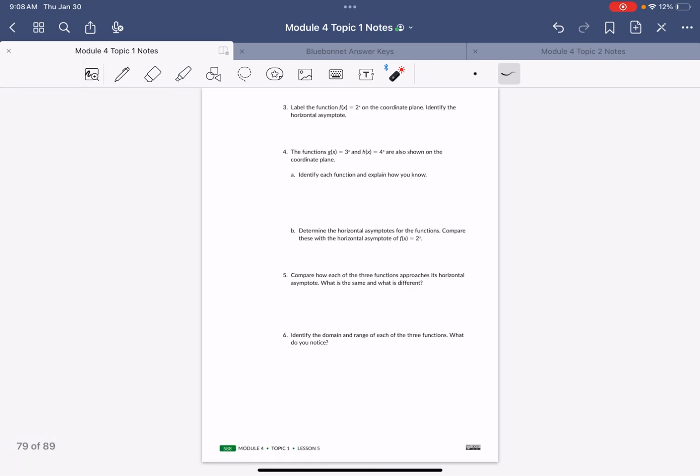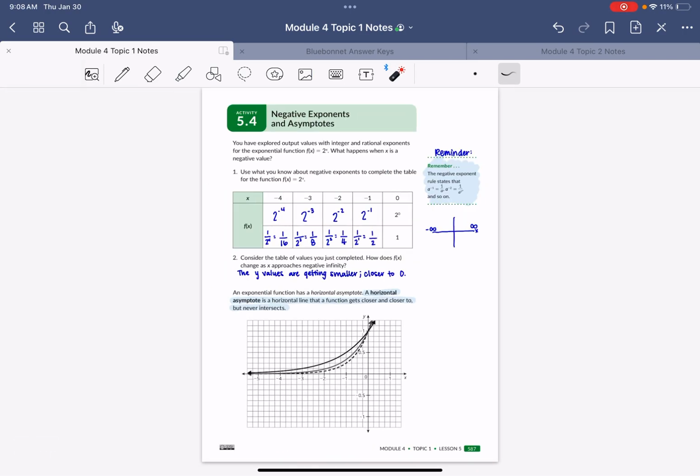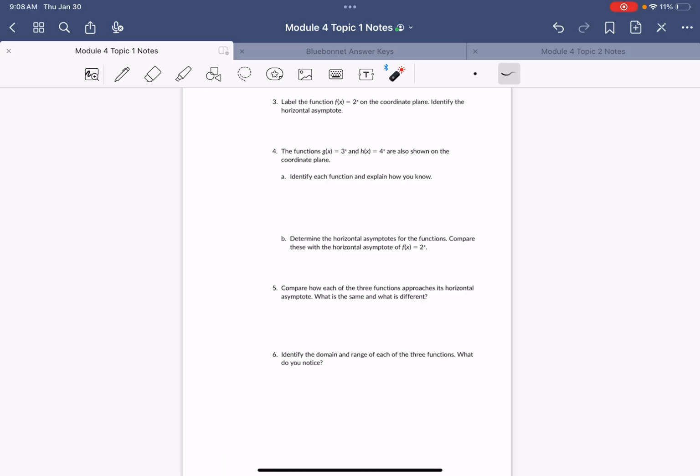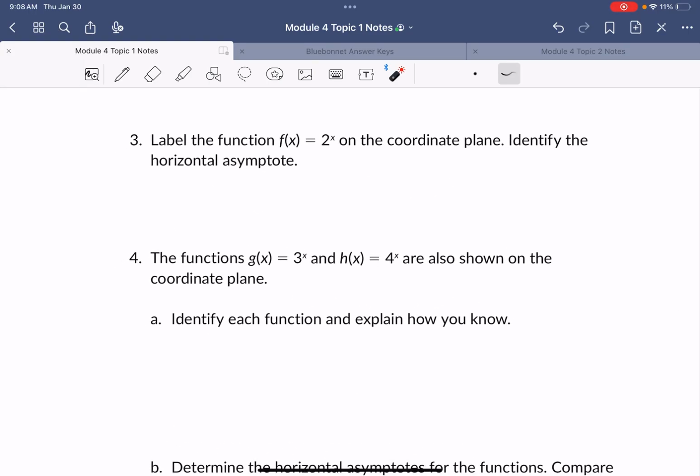So with exponential functions, your exponential function is always going to have this horizontal asymptote. It's always going to have this barrier that it's not going to be able to touch. Now, based on where your graph is, that horizontal asymptote is going to move. Okay, so let's explore that. For number 3, it says label your function f of x equals 2 to the x power on the coordinate plane and identify the horizontal asymptote.